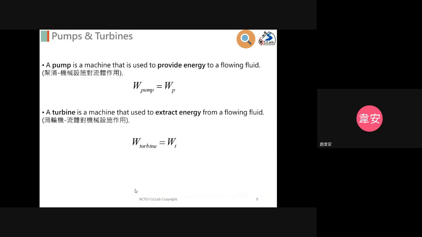And as I mentioned on our first slide, there are two important topics today. One is the pump and another is the turbine. Usually we use W_P to indicate the energy. The pump provides energy to a flowing fluid, and the turbine extracts energy from a flowing fluid. Those two parameters are very important and will be used today.